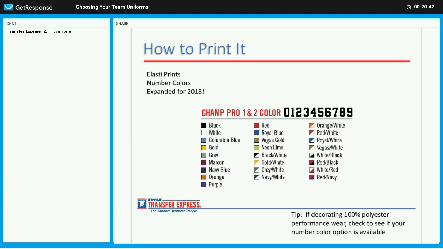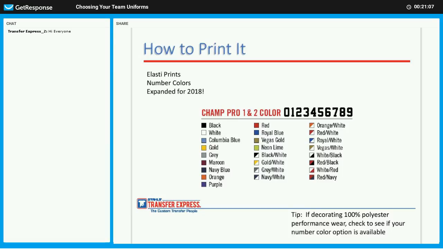Our Champ Pro is the name of our primary ElastiPrint number style. And for 2018, we are expanding the color offering. So for those who have seen it before and you're looking at this list going, wait a minute, I don't remember seeing some of those, it's because we have expanded it. So that is a good thing. And again, this is all based on requests. This is based on popularity. This is based on what we know sells and what people have asked for.